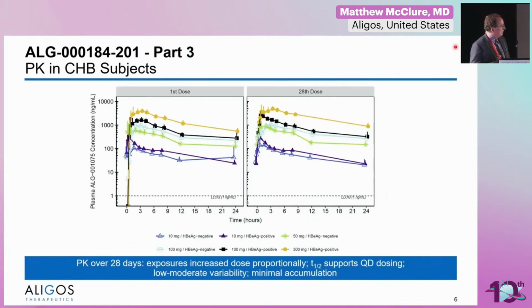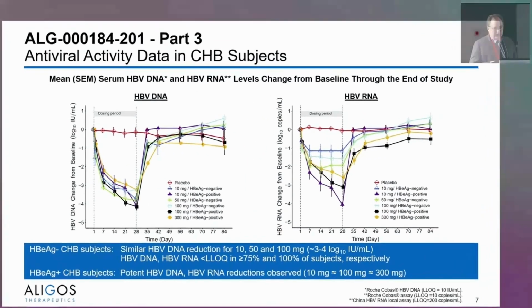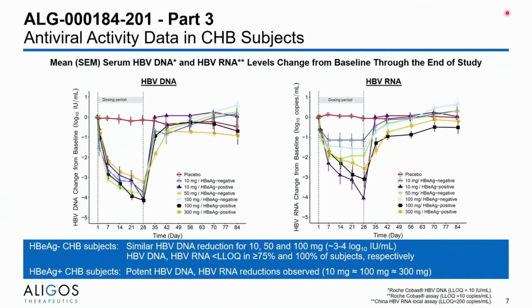And what you can see here are the pharmacokinetics. You see they're quite favorable. We have a very long half-life. We have linear dose proportional increases in exposure, low to moderate variability, and a low risk of accumulation. This is a good PK profile. And then that ultimately translates into really dramatic reductions in DNA and RNA. Now, of course, all the CAMs do lower DNA and RNA, but as I'll show you in a moment, these are much more substantial than competitor molecules.